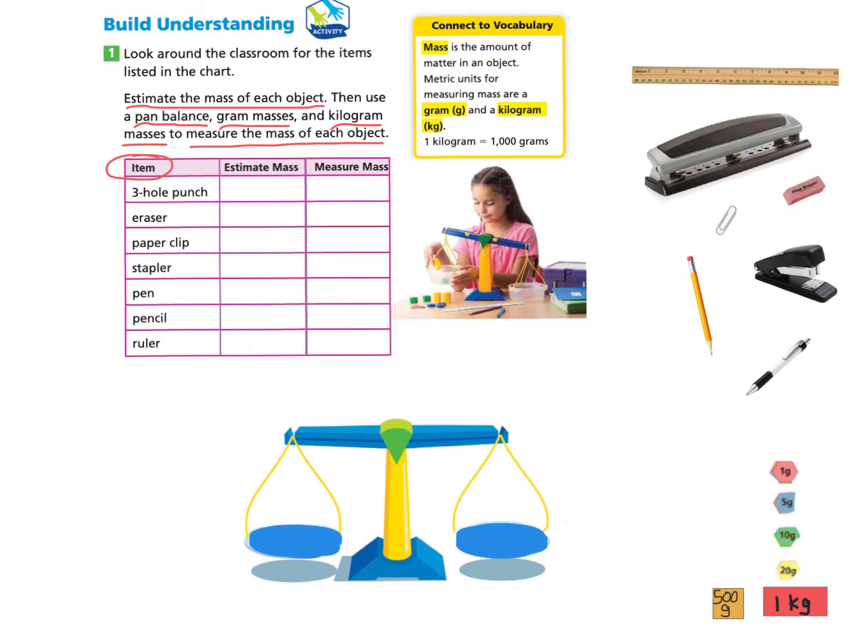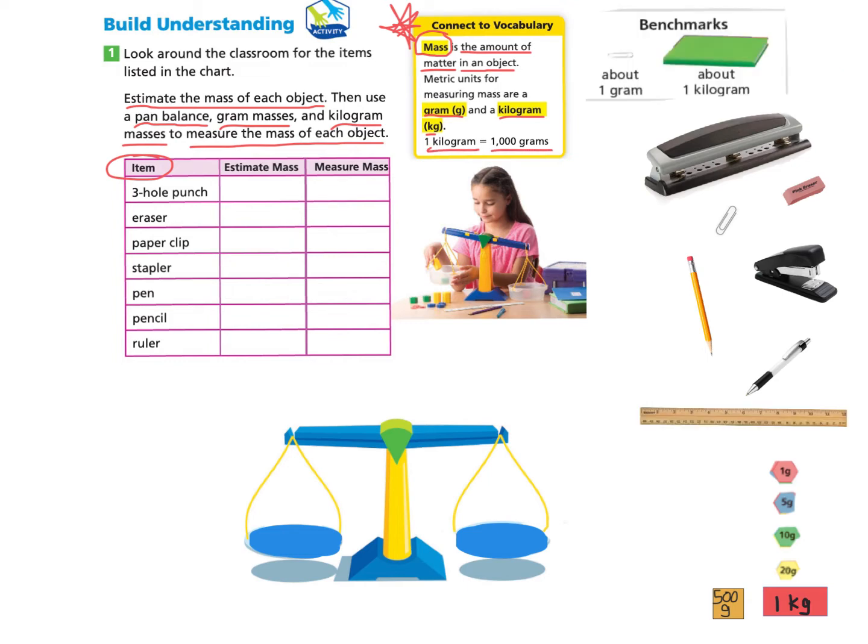Well, we need to take a look at the Connect to Vocabulary to understand what is mass. Mass is the amount of matter in an object. The metric units for measuring mass are grams, which we will use a small g to represent, and kilograms, which we will use a kg to represent. 1 kilogram equals 1,000 grams.